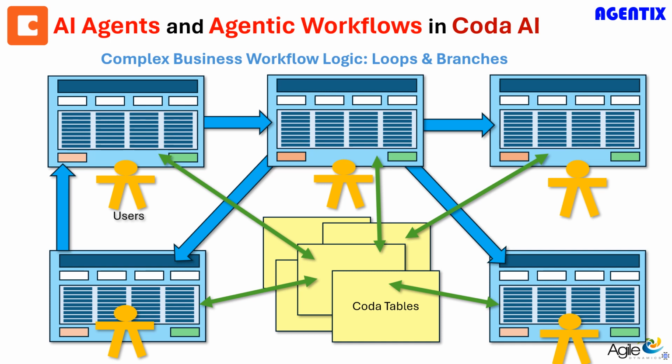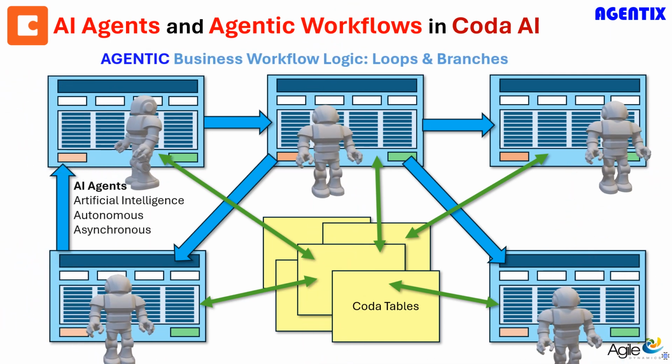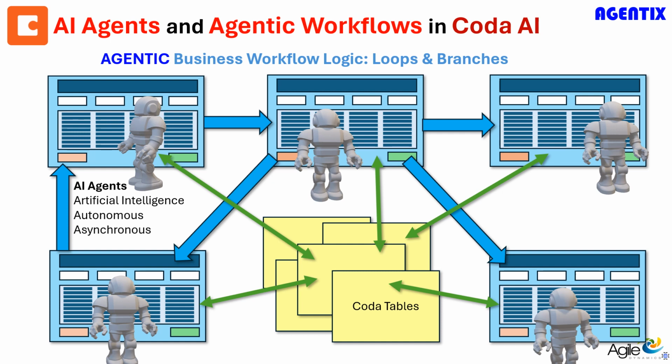And based on the data they've input and the logic of the workflow, that logic implements loops and branches, and the user is taken from one step to the next of the business workflow. And what we want to be able to do under certain circumstances is replace the human with AI agents. So each AI agent is designed to be an expert in implementing one particular step in the business process.